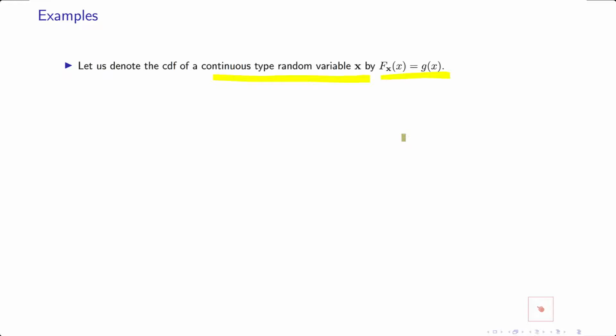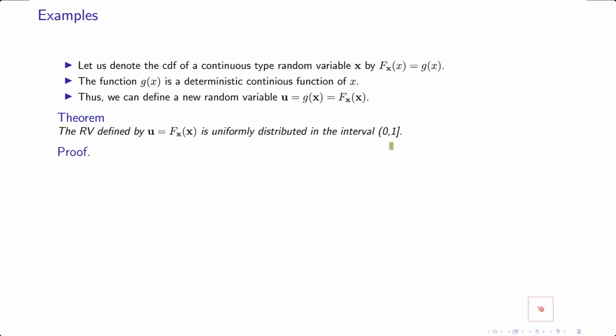And the function g of x, because the CDF is a deterministic function of x. So the question is, can I define a random variable using this g of x? Can I define u equal to g of x? And what is the distribution of that? So I use this function, which is my CDF, and I denote it by u, and I want to find the distribution of u.